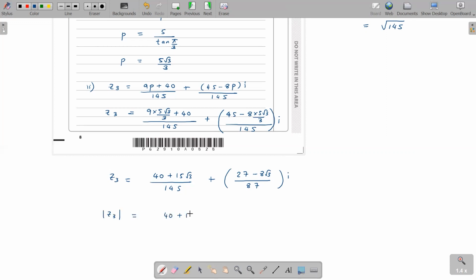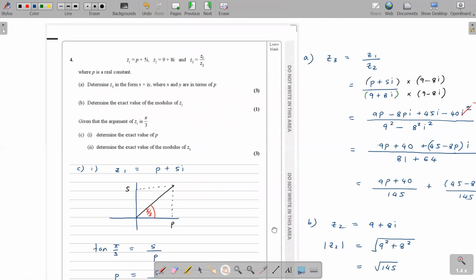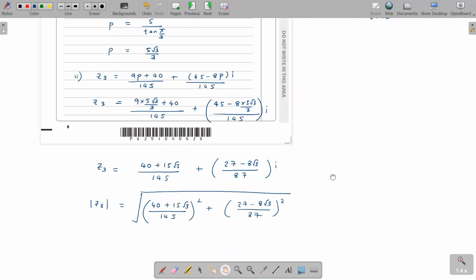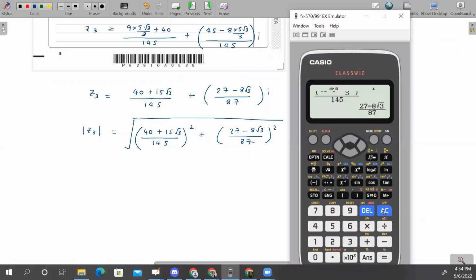Now let's get the modulus. So you square 40 plus 15 root 3 over 145, and you square 27 minus 8 root 3 over 87, right? And then you take the square root of it. Are you with me? So let's type each part separately. Here they do not tell us there's any restriction on using the calculator, right? So there's no problem. We will not type the entire thing at once. We'll type section by section. Okay, so here, 40 plus 15 root 3 over 145.